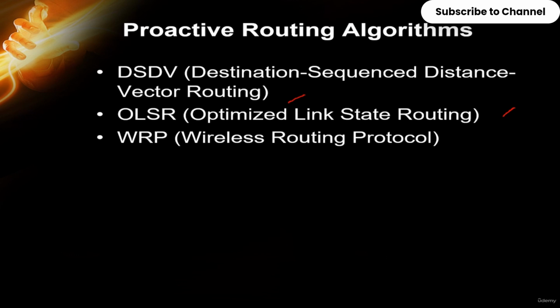The next algorithm is OLSR, the Optimized Link State Routing algorithm. This is also a proactive link state routing algorithm. It is used to reduce the overhead of link state updates in wireless ad hoc networks. The main key feature is multipoint relays, that is MPRs. MPRs reduce the number of transmissions required for flooding control messages. Only MPRs forward link state information, which reduces broadcast messages.